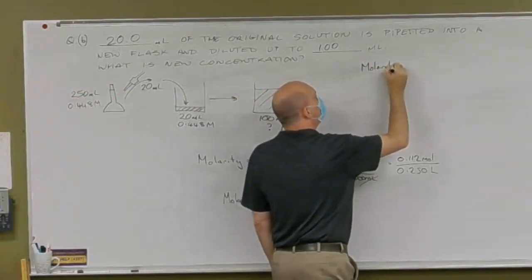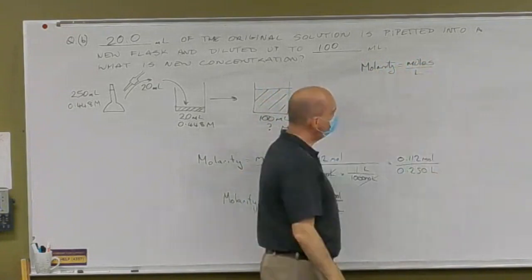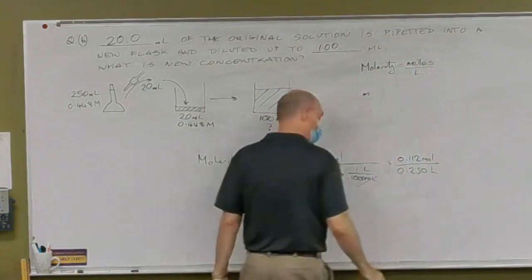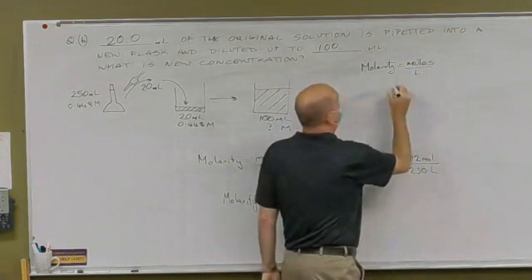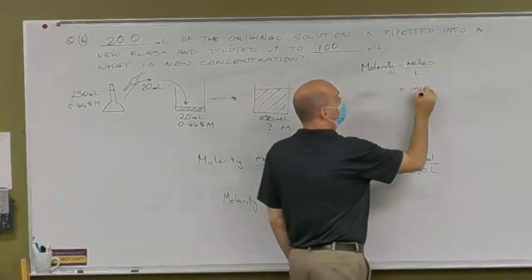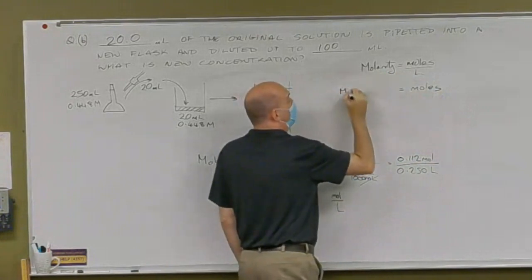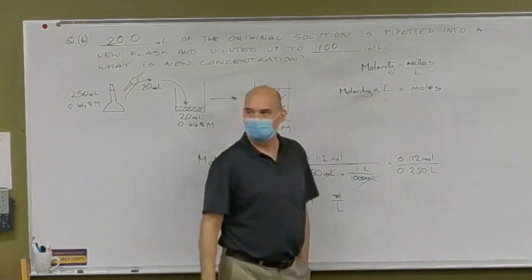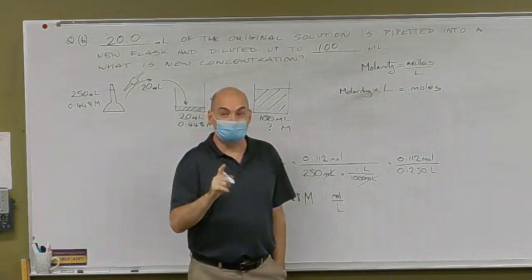Here's how we're going to do this. Molarity is moles per liter. If molarity is moles per liter, what is moles? Master formula. I like that you came up with that answer quickly, but I want you to rearrange this. Take the liters, move it across the equal sign, and it now becomes a numerator instead of a denominator. Molarity times liter is the number of moles.